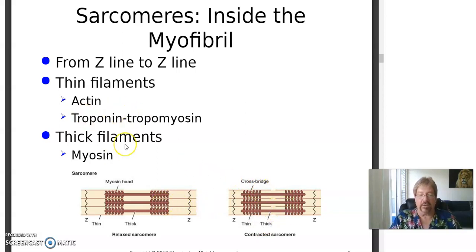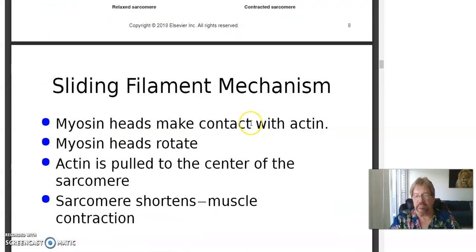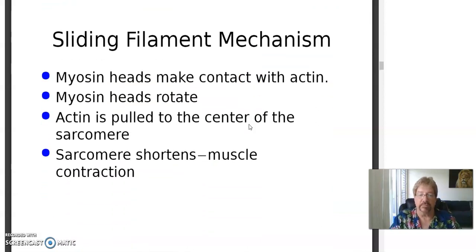So the actin and myosin are like little gears, ratchets, and they draw the Z lines closer together. And when that happens, what you're having is a muscle contraction. Sliding filament mechanism. Myosin head makes contact with actin. Myosin head rotates. Actin is pulled toward the center of the sarcomere. Sarcomere shortens. Bingo, muscle contraction. Now, guys, this is a good bit more complicated than what we're learning right here, but this is good for our purpose.